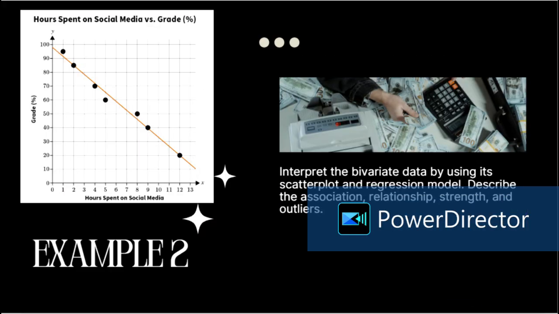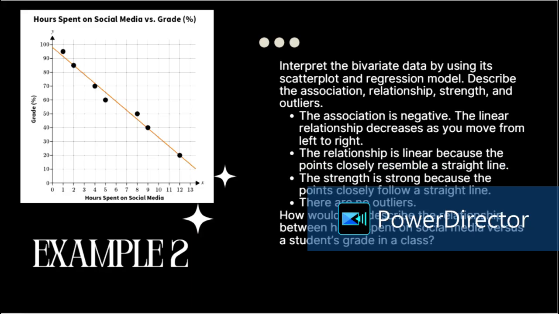Here's example number 2. Interpret the bivariate data by using its scatter plot and regression model. Describe the association, relationship, strength, and outliers. Association is negative because it's decreasing as you move from left to right. Relationship is linear because the points closely resemble a straight line. The strength is strong because the points closely follow a straight line. They're all really close to this line, and there are no outliers.